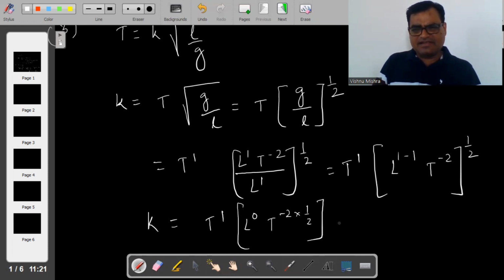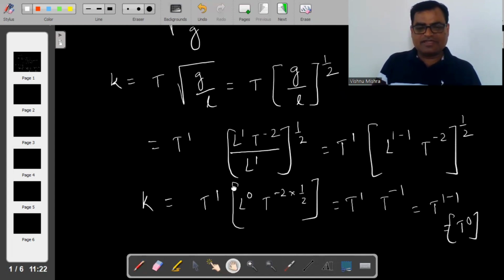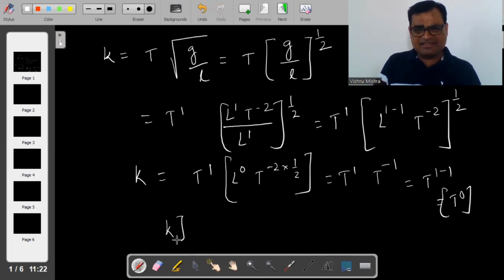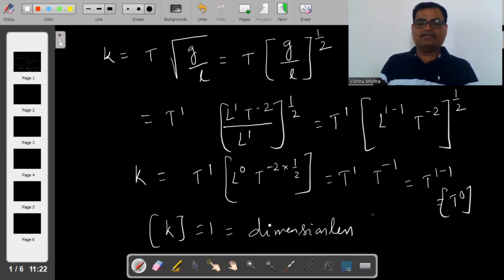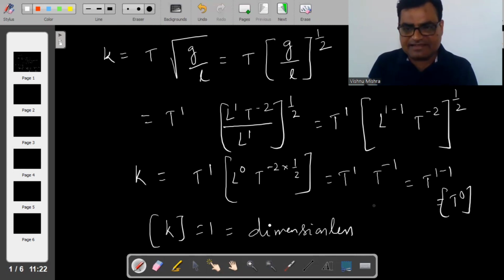This is T1, and this is T minus 1. Means this is T1 minus 1, T power 0. So dimensionless. So K is dimensionless, means 1. When K is written as 1, that is dimensionless, it has no dimension. Dimensionless physical quantity. Clear? Understood this about the assignment? Clear about this?